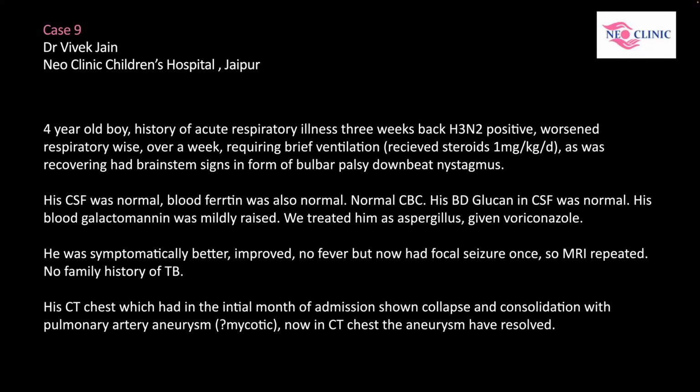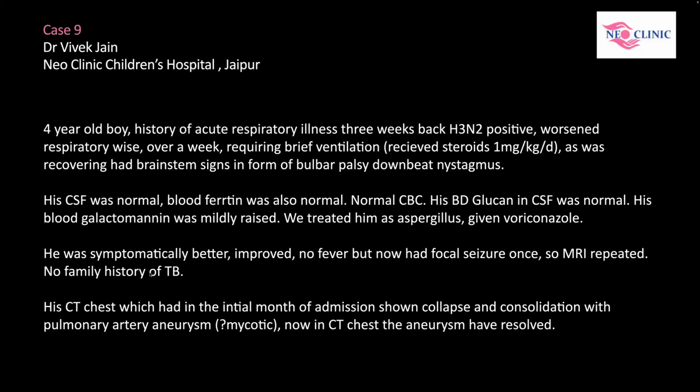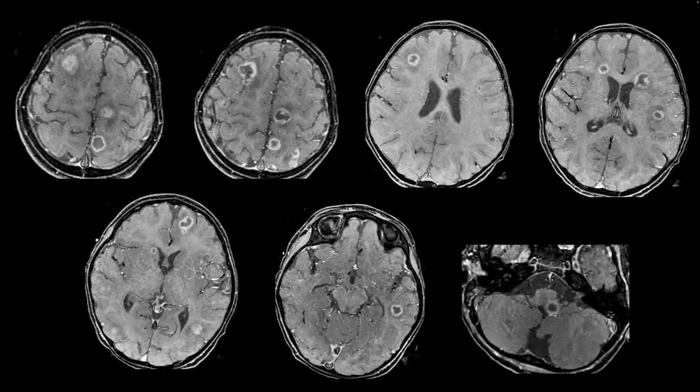So we started on voriconazole. And ferritin was normal in blood, and glucan and CSF was normal. So over the last 6 weeks, he has received voriconazole, and on that he has shown improvement. His tracheostomy is still there, but his bulbar weakness, everything is better. But then a few days back, he started to have focal seizures.